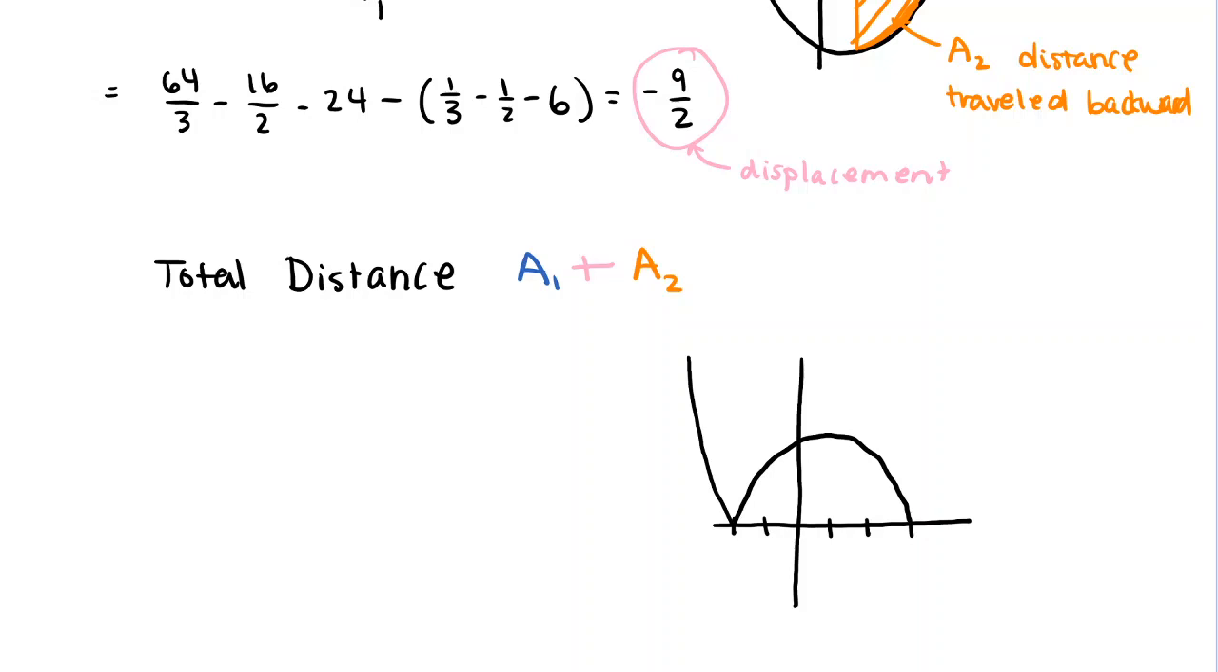Actually, let me redraw that last portion. Right, so instead of thinking about area under the curve being negative, I can think about that area being above the x-axis and counting it as positive. And so here, this measurement would be that same A2, but counted as positive. And then here we would have the measurement of A1 that was already counted as positive before.